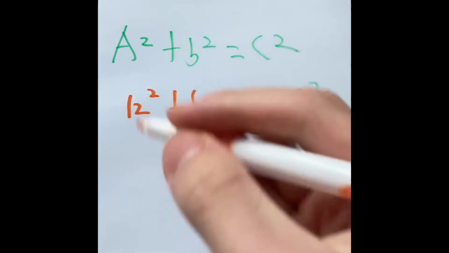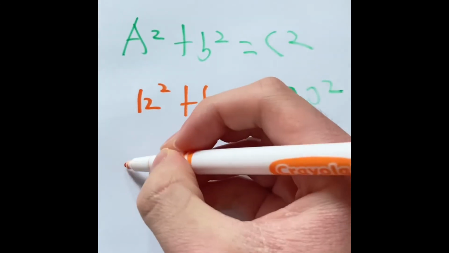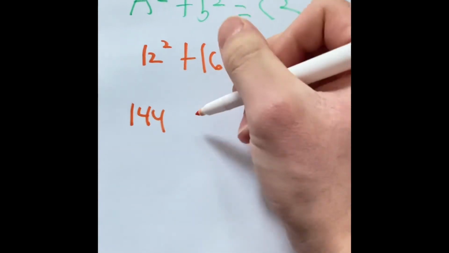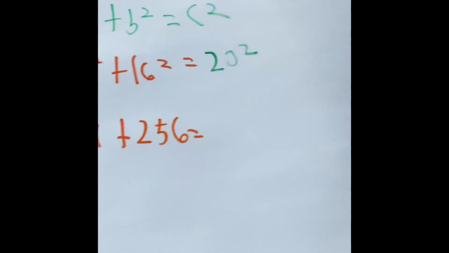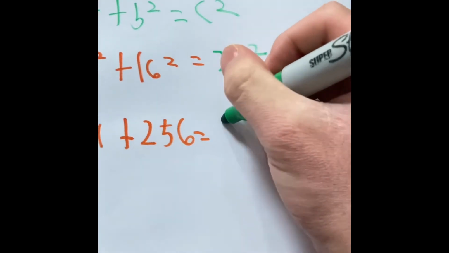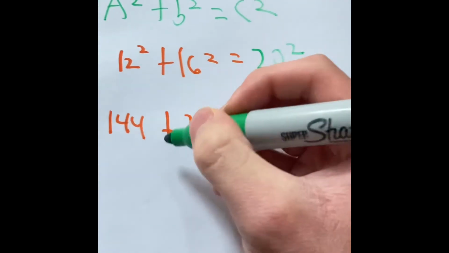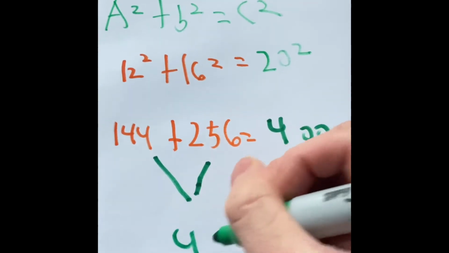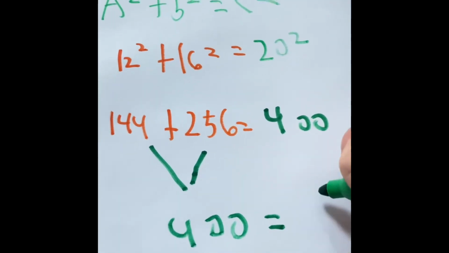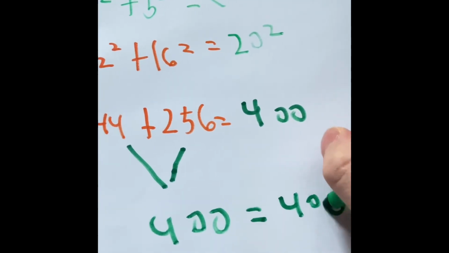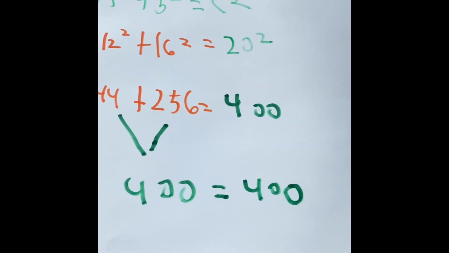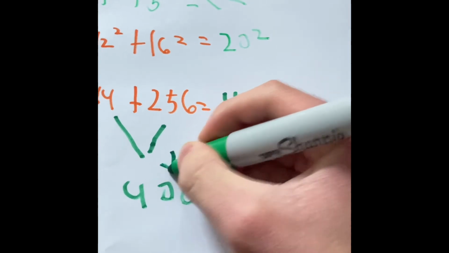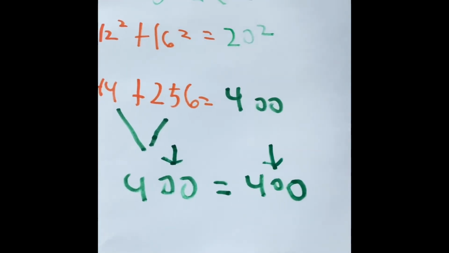Well, let's see what happens. 12 squared, 12 times 12, is 144. 16 times 16 is 256. And 20 times 20 is a whopping 400. So when we add the first two, we get 400. So does 400 equal 400? Is it the same? If no, then this is not going to be perpendicular. If yes, then yeah, this is perpendicular. So does 400 equal 400? Well, in this case, yes.